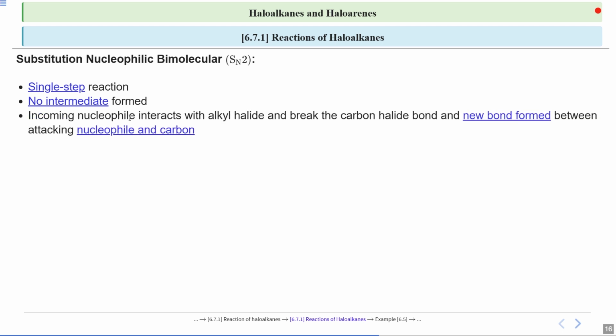The incoming nucleophile interacts with the alkyl halide and breaks the carbon halide bond, and a new bond is formed between the attacking nucleophile and the carbon. What will happen here? The nucleophile is going to substitute the already existing nucleophile, right? So the incoming nucleophile interacts with the alkyl halide, breaks the carbon halogen bond, and a new bond is formed between the attacking nucleophile and the carbon of the carbon halogen bond.